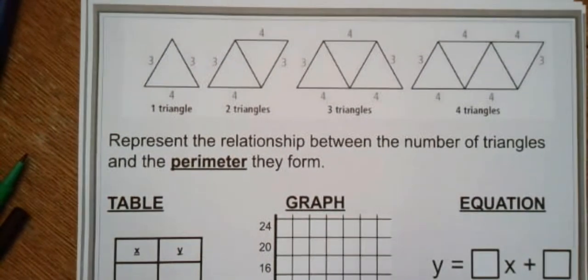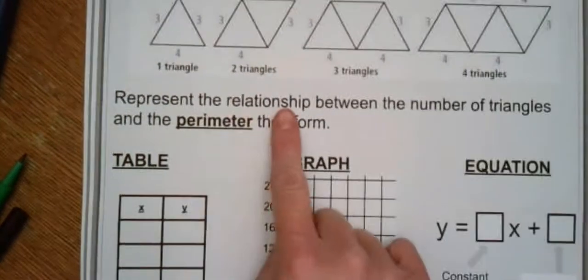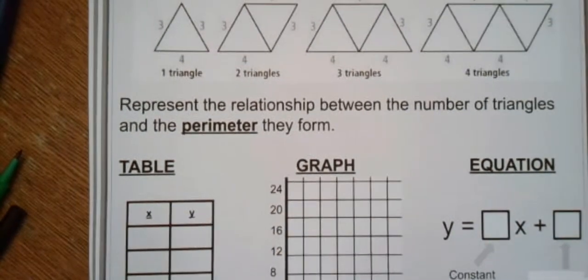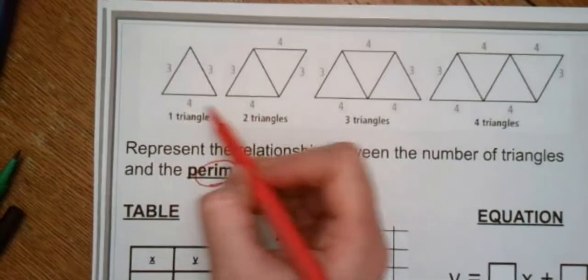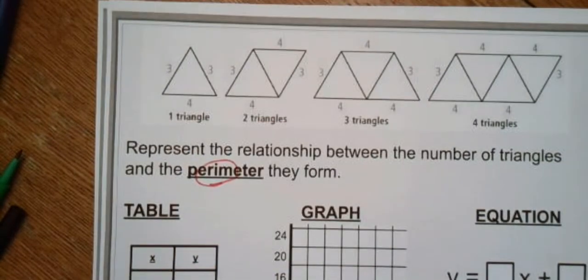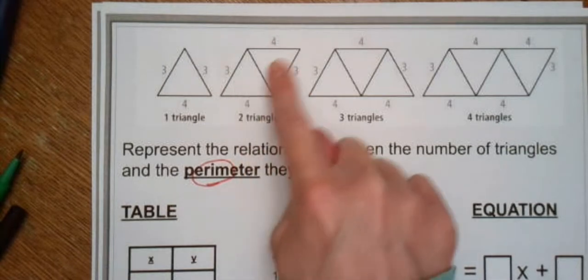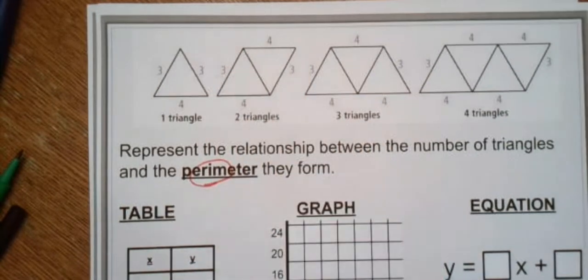All right, here, last one before I have you try this. So this is going to look a lot like one that you're going to do in your practice today. We're representing the relationship between the number of triangles and the perimeter they form. Perimeter is the rim around the outside when you add up the side lengths. Okay, so imagine this is a triangular table. And if I put 2 triangular tables together, I could find the perimeter here.